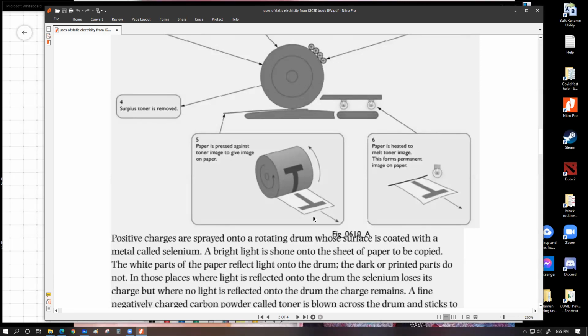So what we do is use a strong heat source. As a heat source, we are shown one light bulb. This can be any light bulb. This can be electrical heating. This can be any type of heating. But we're going to heat up the paper to such a high amount that the toner ink particles are going to melt and sit perfectly onto the paper.